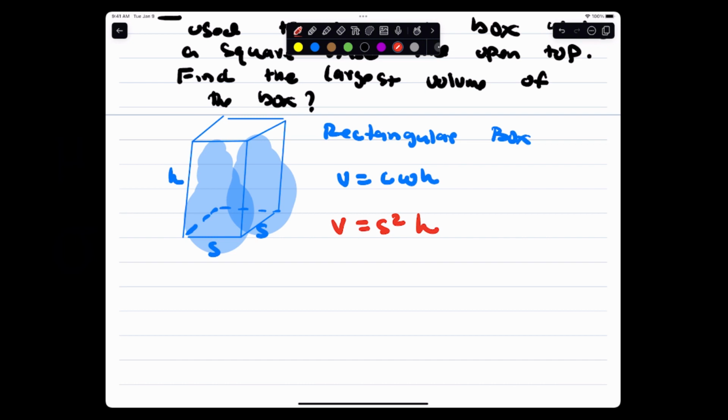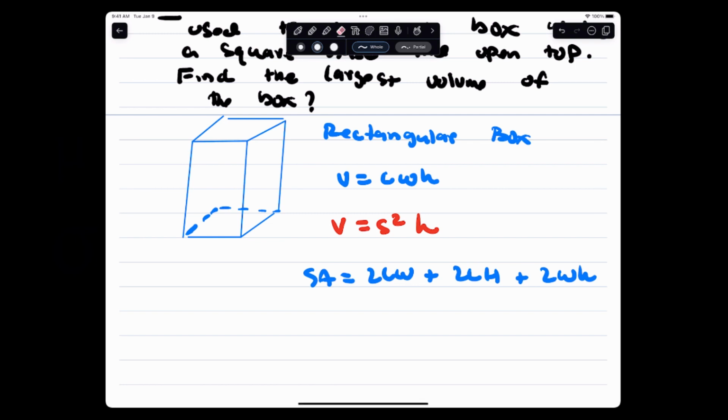And do you guys know the surface area is really, well, let's be careful, 2LW plus 2LH plus 2WH, okay? That's in general. And maybe I should just say, here's going to be maybe our length, our width, and our height.